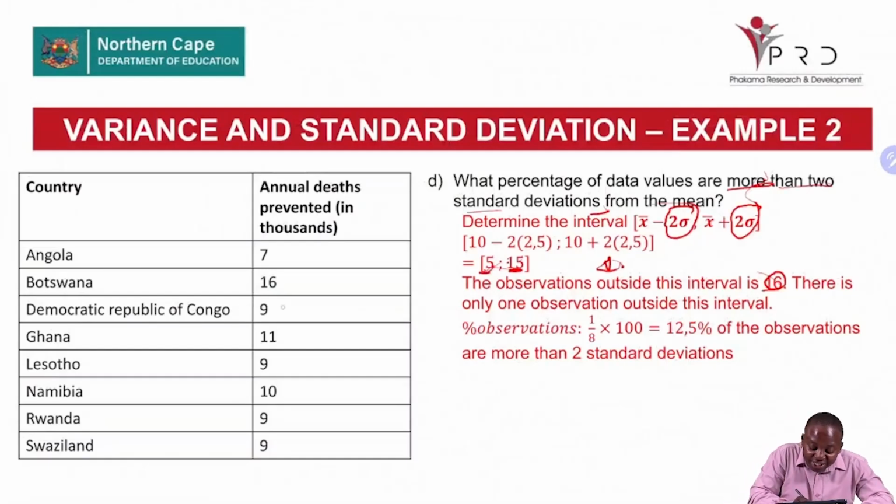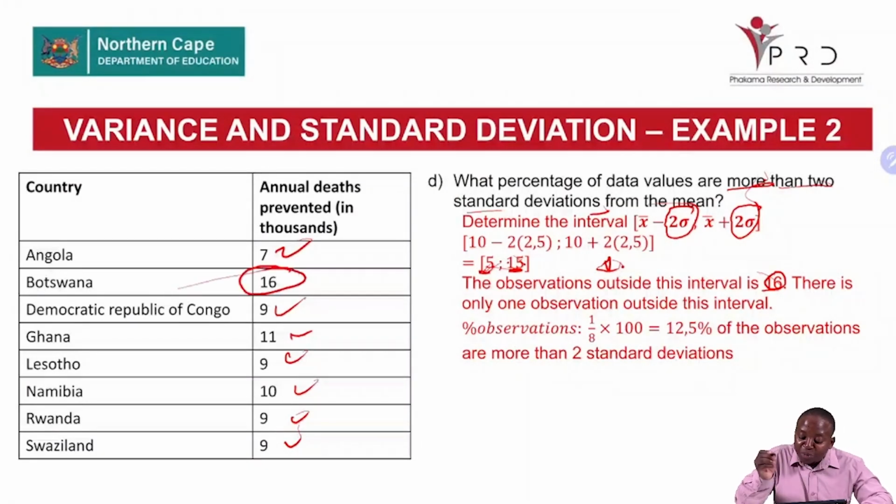The ones that are inside are 1, 2, 3, 4, 5, 6, because of 5 and 15, and then 16 is the only one that is outside. There's only one observation outside of the interval. So that means the percentage is what? It's 1 over 8. The total observations are 1, 2, 3, 4, 5, 6, 7, 8.